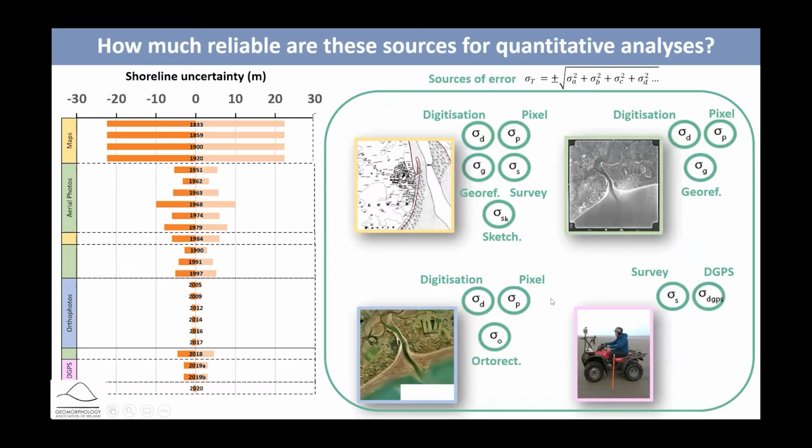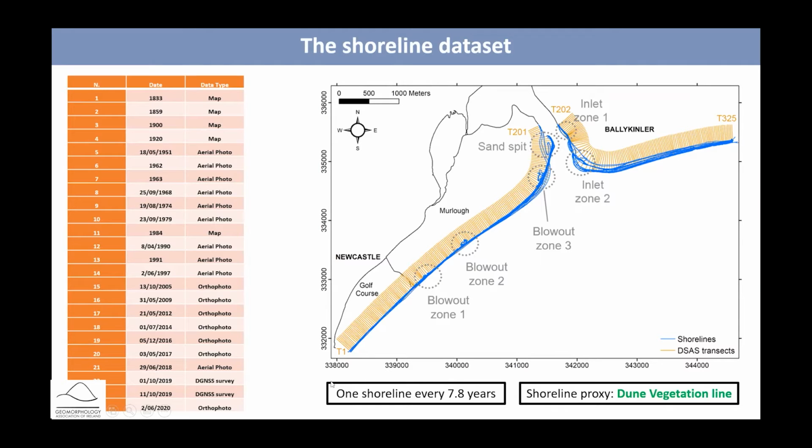I won't go through exactly all the technical calculation that we did to estimate the shoreline accuracy from each data source. You just may want to know that we take into account every possibly known source of error for each dataset, and you can notice how the shoreline uncertainty, of course, decreased from the historical maps from the 19th century to the most recent dataset. So we had basically one shoreline as an average every 7 or 8 years.